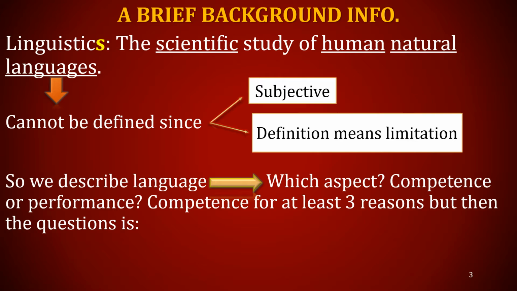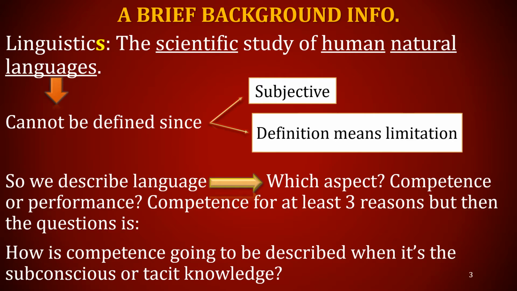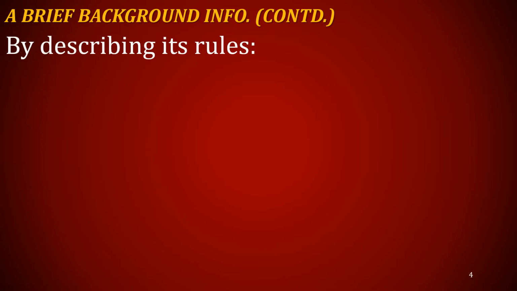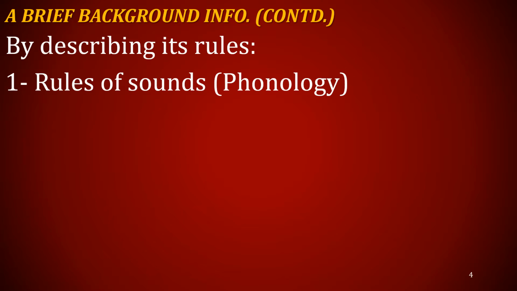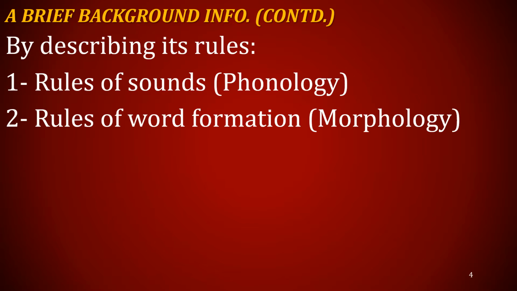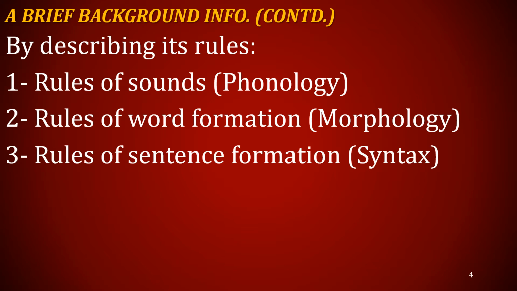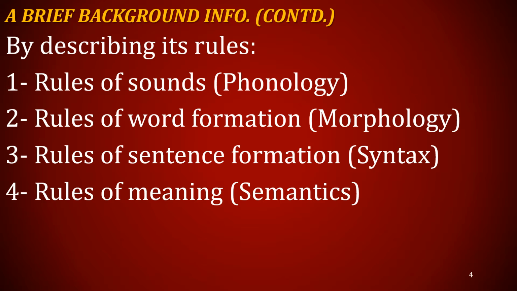we say that it is competence that should be described, but we said competence is a tacit knowledge. We are not aware of it. It's the subconscious knowledge. Then how are we going to describe such kind of knowledge? We say by describing the rules of language. These rules are, of course, different, such as rules of sounds, phonology, rules of word formation, morphology, rules of sentence formation, syntax, rules of meaning, semantics, and others, like, for example, rules of use, or pragmatics. As you see, our focus here is on number 4, which is rules of meaning or semantics.